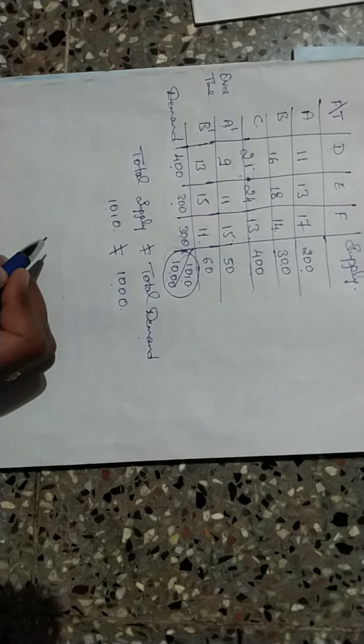Now this type of unbalanced problem will be converted to a balanced transportation problem by adding a dummy column or a dummy row. Whatever the shortage unit is, that will be added with the dummy column.